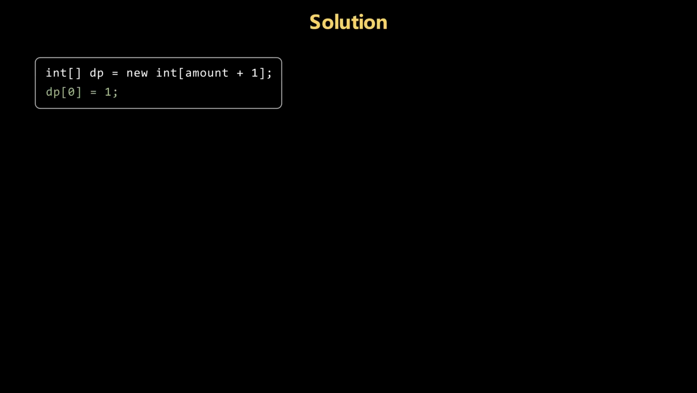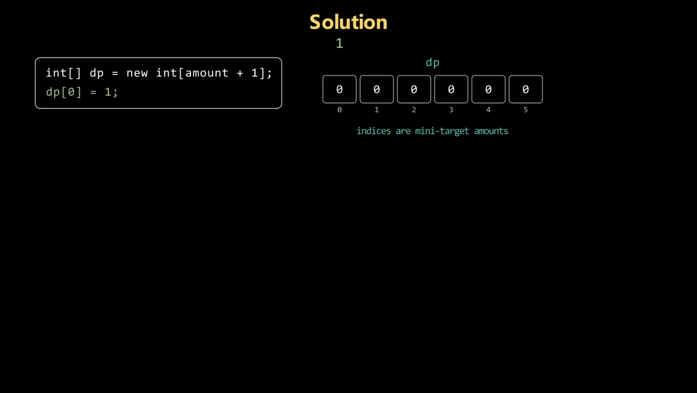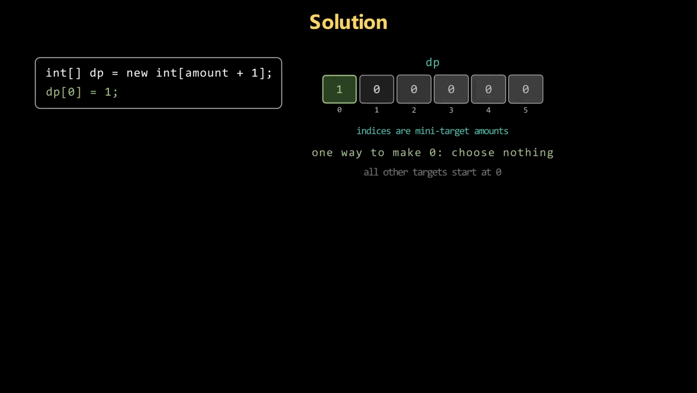Let's write out the clean, space-optimized solution. We allocate a one-dimensional array called dp with a size of amount plus 1. Each slot represents a mini-target from 0 to 5 cents. We immediately seed our base case, dp0 equals 1. This represents the mathematical truth that there is exactly one valid way to make 0 cents, by choosing absolutely nothing. Every other slot starts at 0, waiting to accumulate its combinations.